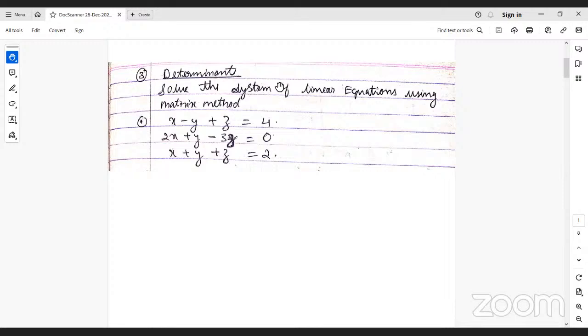Hope the screen is visible and you are able to hear me clearly. Just type yes in the chat box. One of you just type yes. Are you able to see the screen? Jairam, Netravati, Varsha, one of you, yes. Okay.